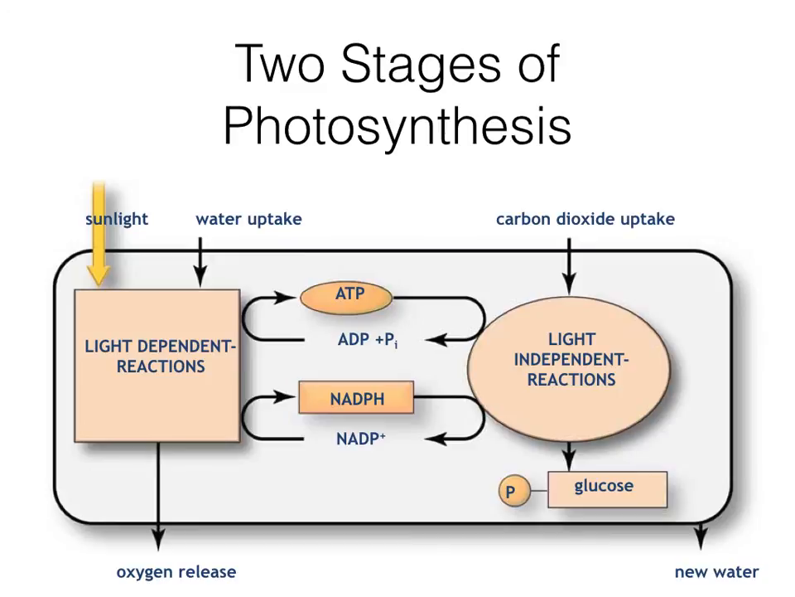Now this is just a diagram showing the ins and outs. All right, so we see that water and sunlight go into the light-dependent reaction. Oxygen comes out. ATP comes out of the light-dependent reaction, goes to the light-independent reaction. Same with NADPH. The light-independent reaction takes in carbon dioxide and gives off glucose.